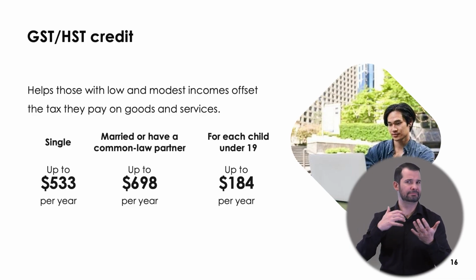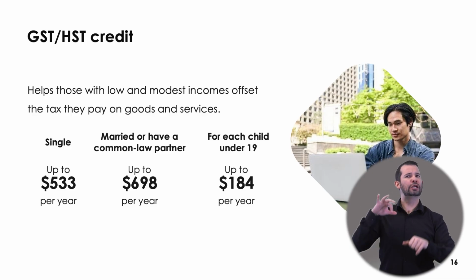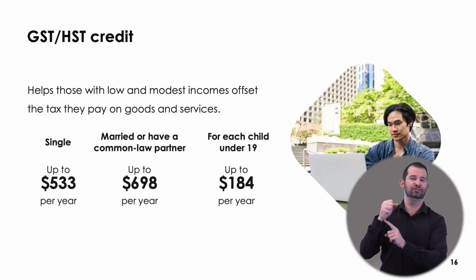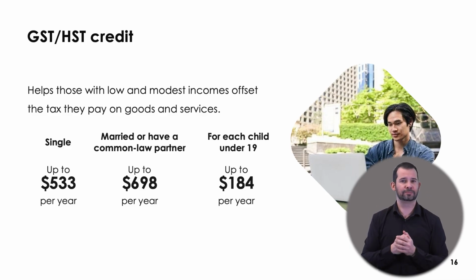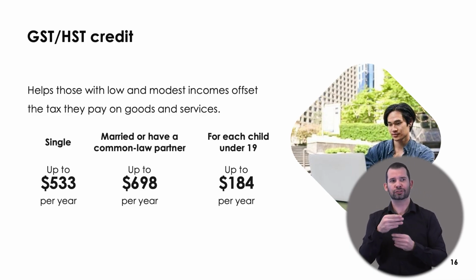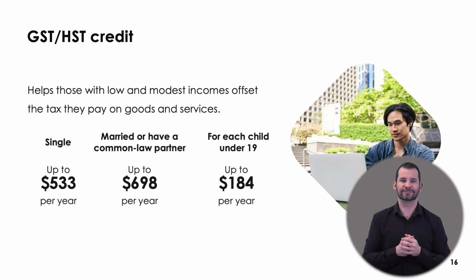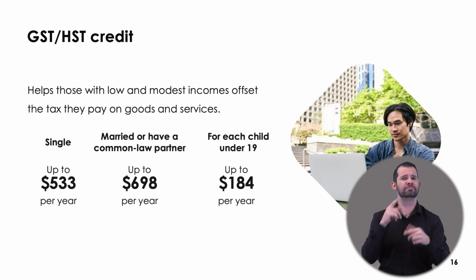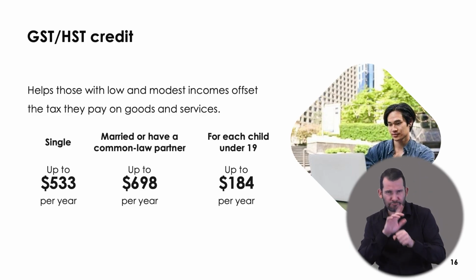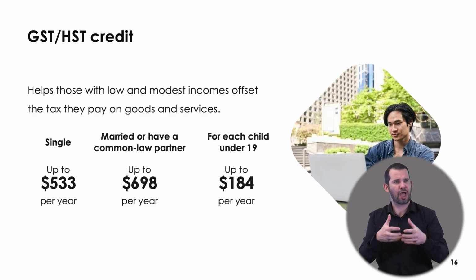Let's look at one of the CRA's most common credits, the Goods and Services Tax, Harmonized Sales Tax Credit, or GST-HST credit. The GST-HST credit is a quarterly tax-free payment for people with low and modest incomes. It helps offset the GST or HST they pay on goods and services. To get it, do your taxes every year, even if you have no income to report. The CRA will confirm if you are eligible and for how much.